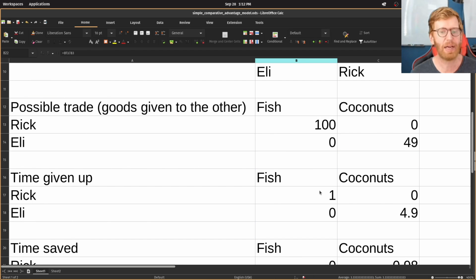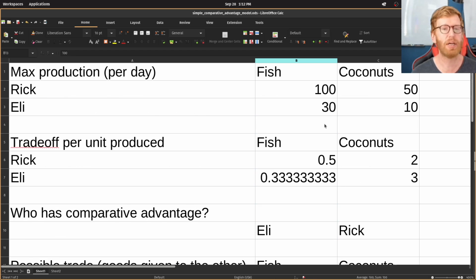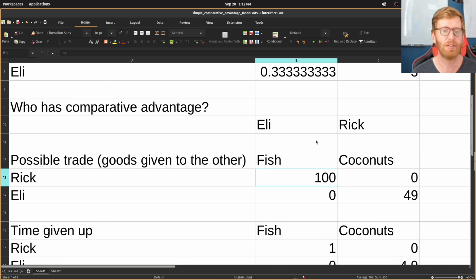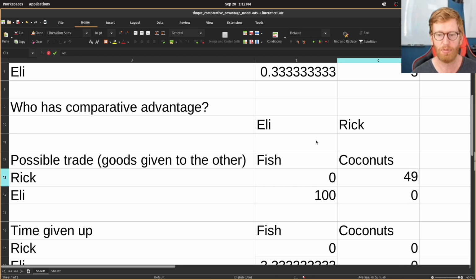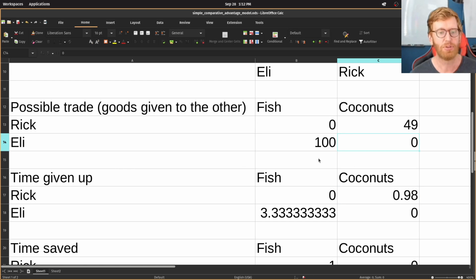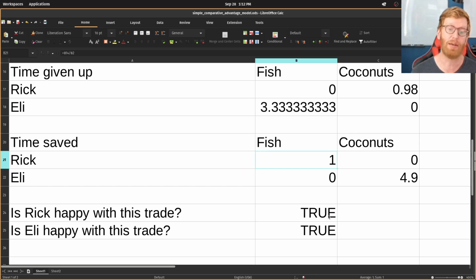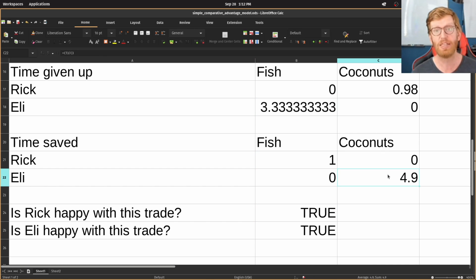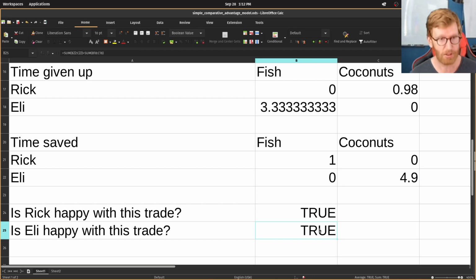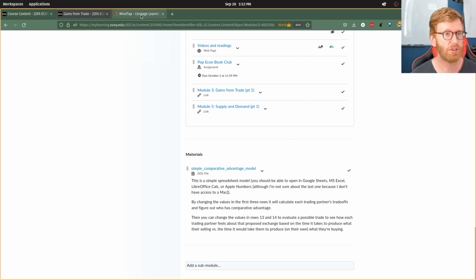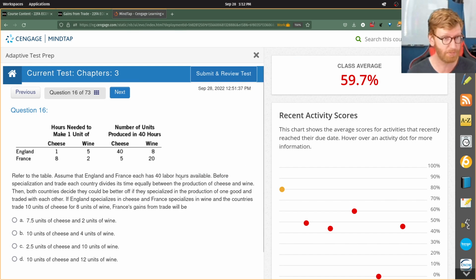And did I get this backwards? Possible trade. Oh yeah, given this other direction. See, it's still easy to get this backwards and forwards. Make this 100, 0, 49. So now, here we go. I'm giving up 98% of a day and saving a full day, which means that I'm happy. Eli's giving up 3 1/3 days, saving 4.9 days. That means Eli's happy. So let's go ahead and apply this to the problem from here.